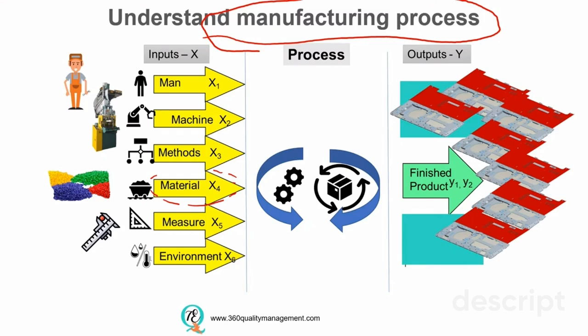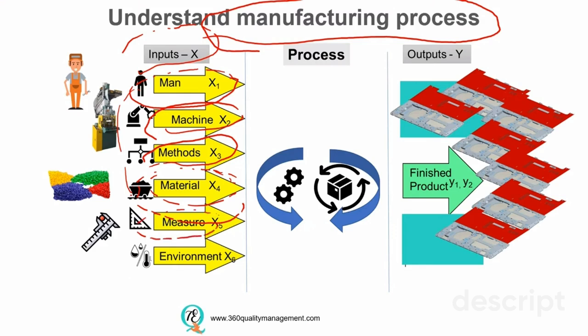All manufacturing process inputs will have materials as a key process input. Man, that needs to work on the manufacturing process to transform the material. The machine that helps to transform the material, the method that is used to transform, and also the measurement process that measures the products or the material. And the environment is also another process input, which is important for those products that are sensitive to environmental changes, such as sensitive electronics components.